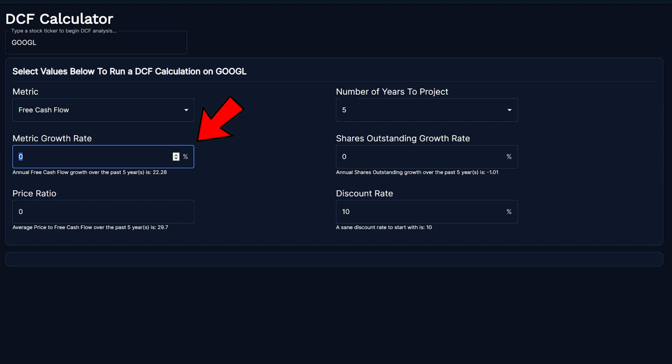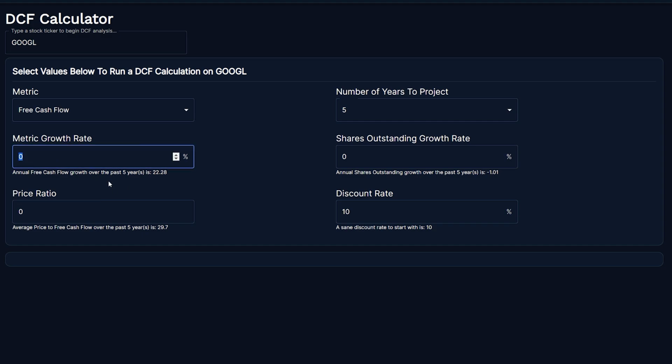Now, the next field here is the metric growth rate. And right here, Stock Unlock actually tells me the annual free cash flow growth for Google over the past 5 years has been about 22% a year. This is basically just to show us as the user how quickly Google has been able to grow its free cash flow historically, and kind of gives us a little bit of a guide as to what we can expect in the future.